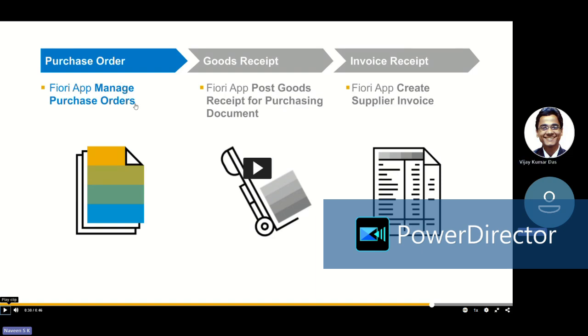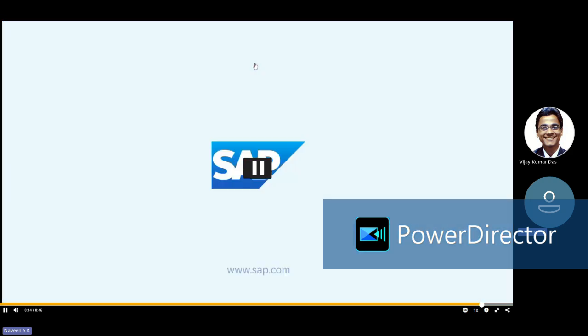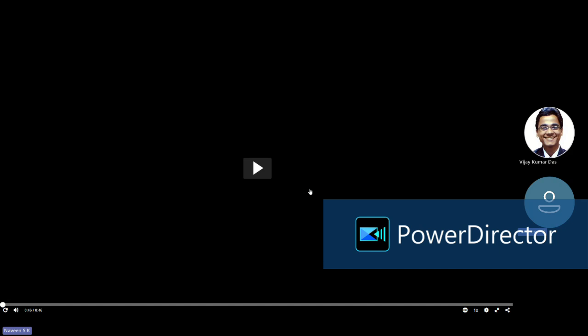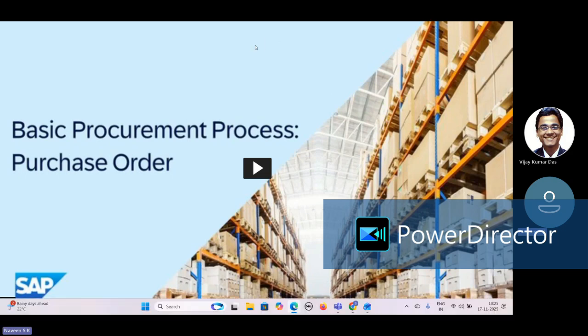Here the look and feel is different compared to the normal ME21. We have that option also available. For that one, we have to use the Create Purchase Order app. Here, the Manage Purchase Order app gives the user very few fields to enter, and they can easily complete the purchase order creation. This particular app will be used by the end user.